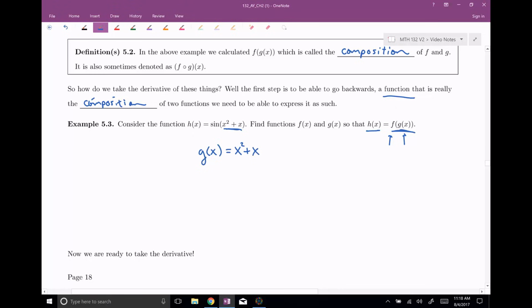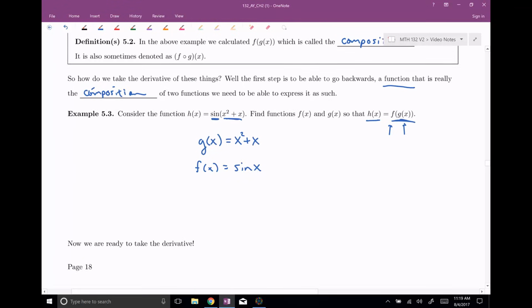Then our outside function is going to be, well, sine in this case. So I'm going to do sine of x. And of course, we can double check, right? So we propose a solution. I think this is it. But then using our algebra skills, we can go ahead and double check this.